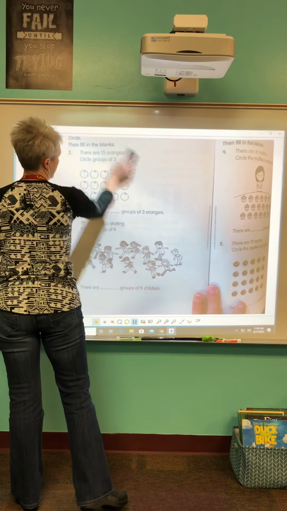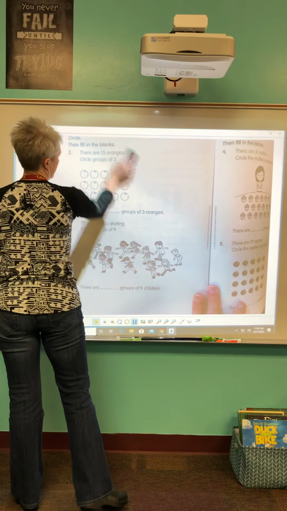Circle groups of 3. Okay, 1, 2, 3. There's a group. 1, 2, 3. There's a group. There are blank groups of 3 oranges. How many groups do we have? 1, 2, 3, 4, 5.